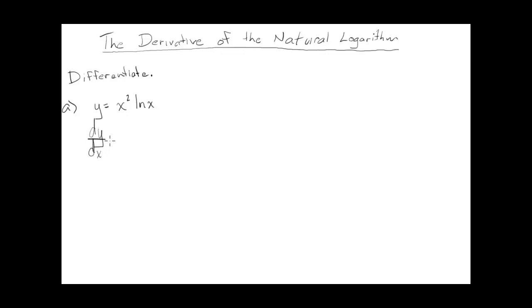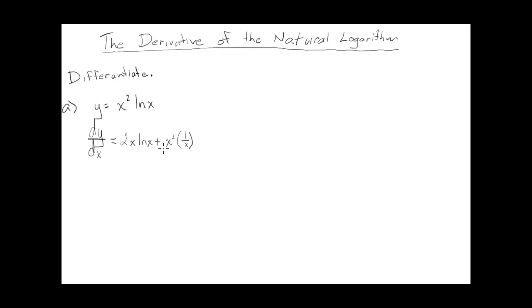So dy by dx, it's the product of two things. It's the product of x squared and the natural logarithm of x. So we take the derivative of the first term, which would be 2x, times the second function, plus, leave the first function, times the derivative of the second, which is 1 over x. That was the rule for the derivative of the natural logarithm.